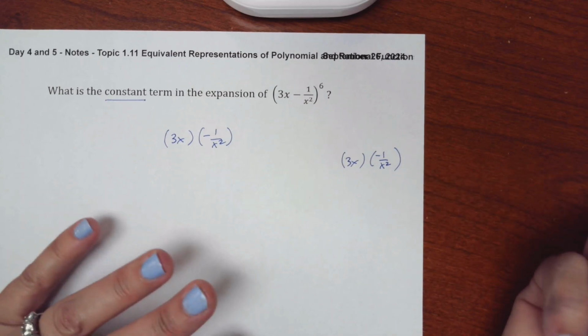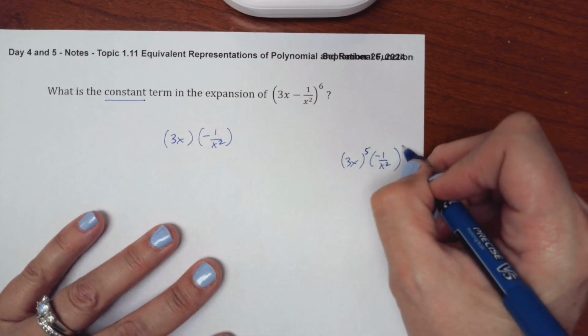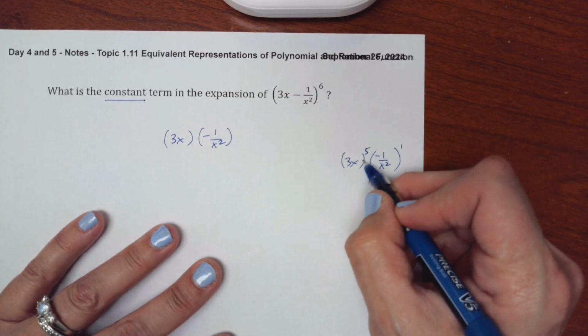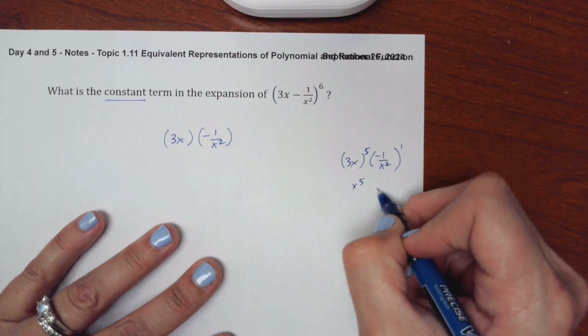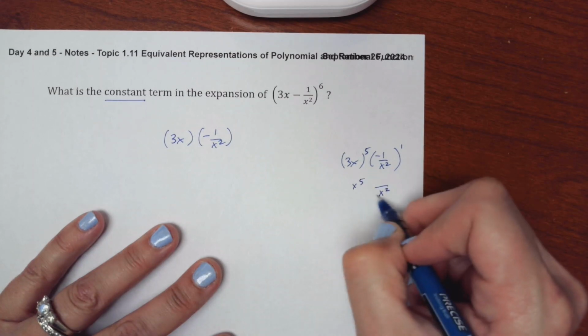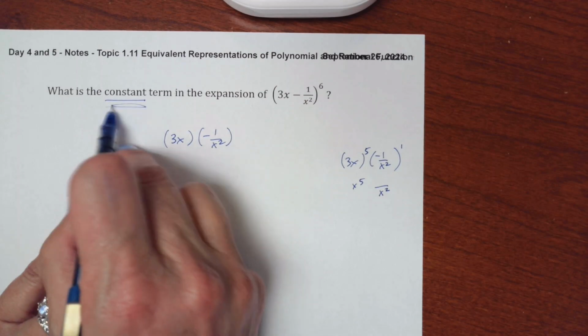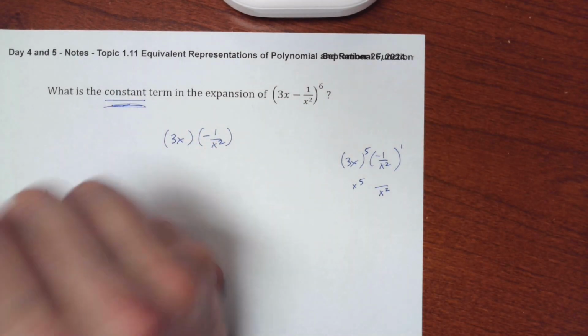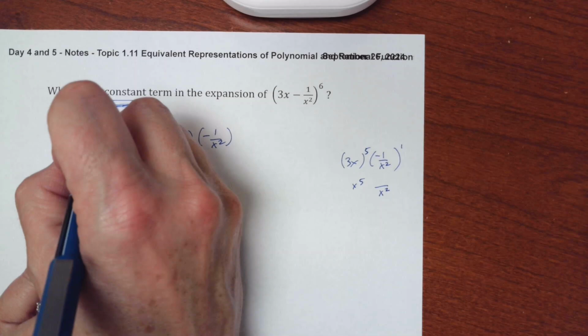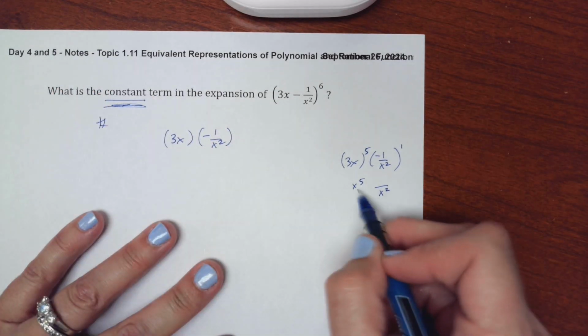So when I put powers on these, like let's say I put 5 here and 1 there. Well, that's going to be an x to the 5th. This is going to be an x squared down here. Are those going to cancel out to nothing? Because that's what a constant term is. It has no variable on it. It's like just a number, right? So these do not cancel out.